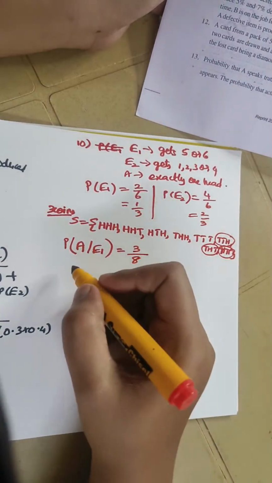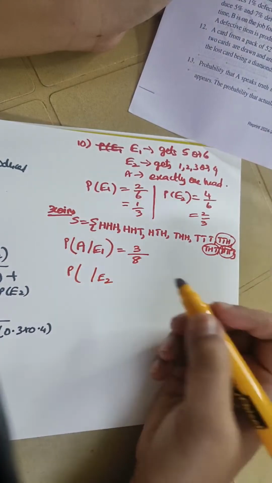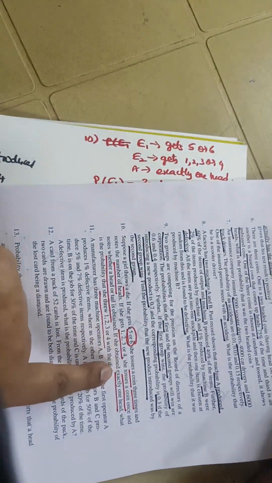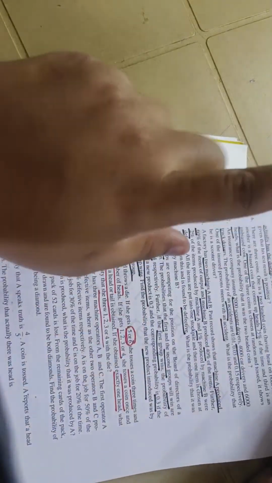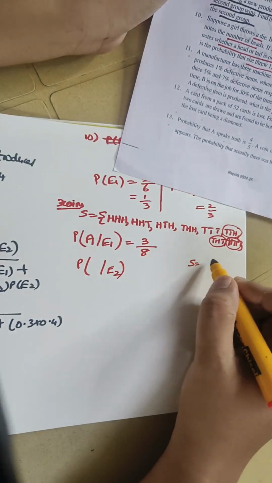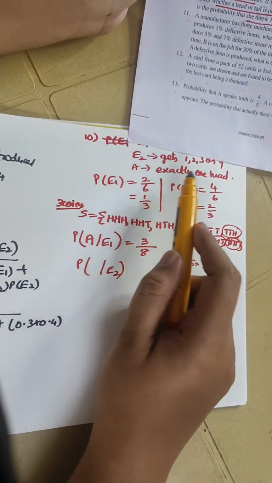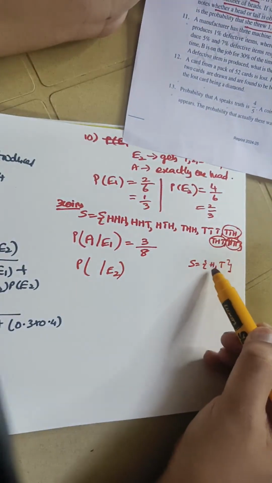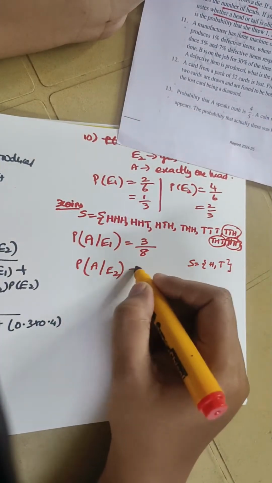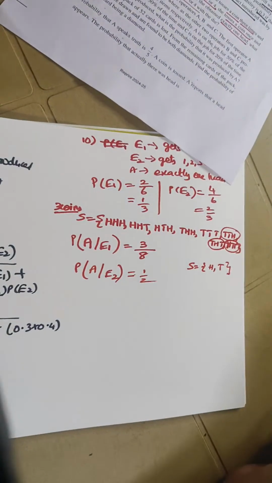Now we know that she is getting 1, 2, 3 or 4. What is she doing for 1, 2, 3 or 4? She tosses a coin once. What will be the sample space? Head and tail. What is A? Exactly one head. How much do we have? Only one head. P of A given E2 will be 1 by 2. Is that clear?